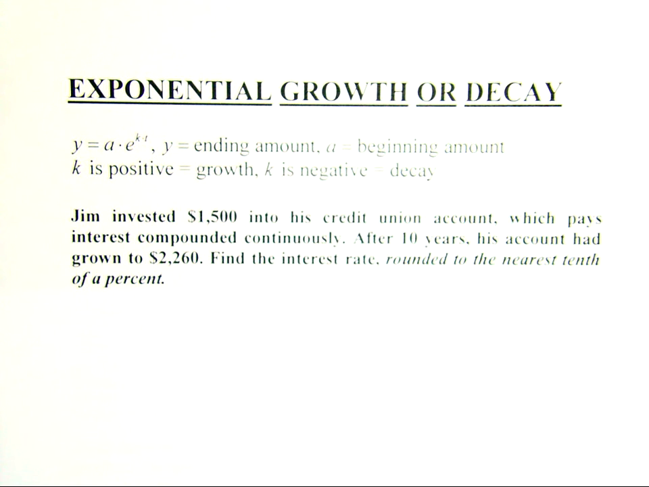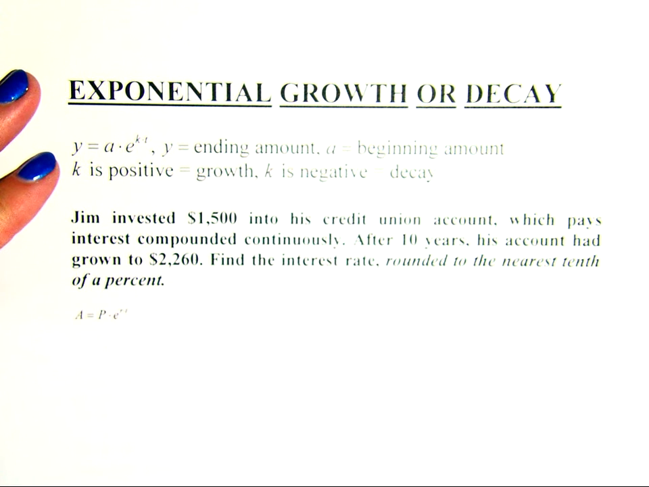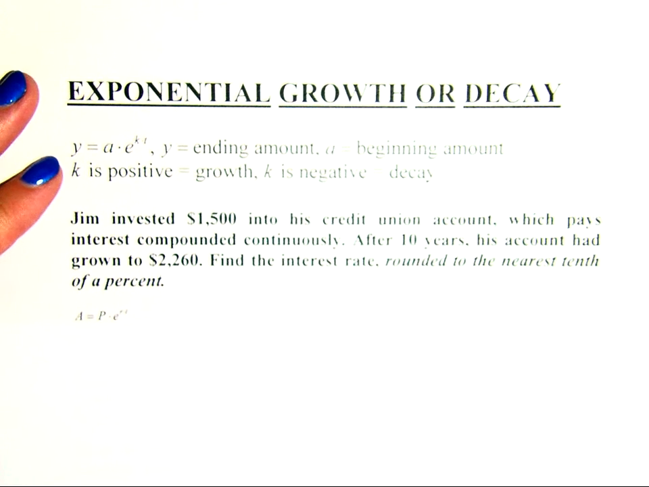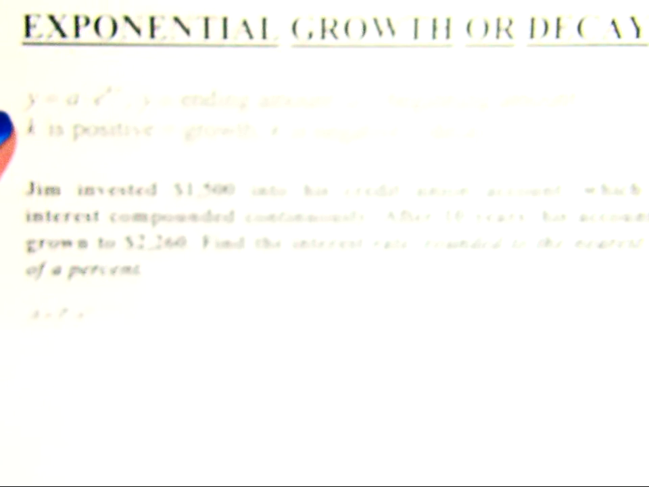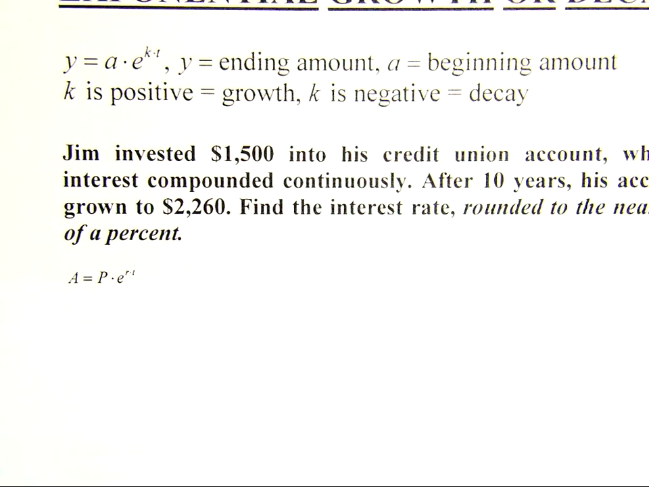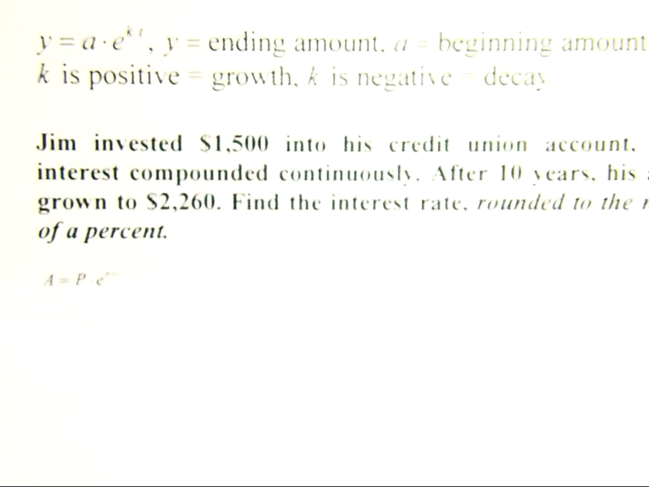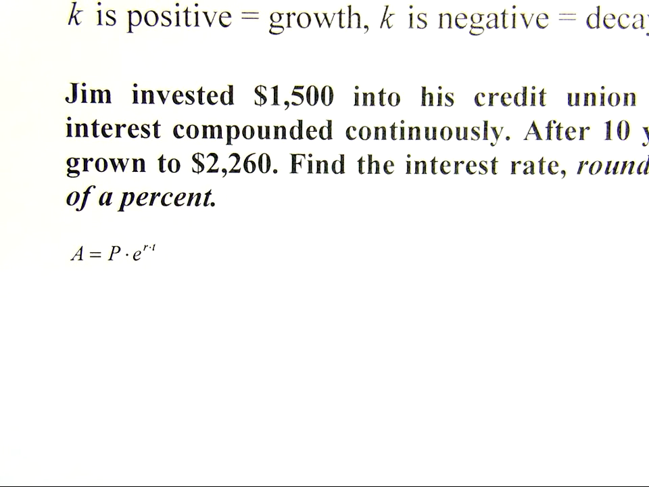Now, I know I just went through this model up here talking about exponential growth or decay, but this is actually an example where we need to use A equals P times e raised to the rt power. You might have some problems where you're going to use this compound interest formula.